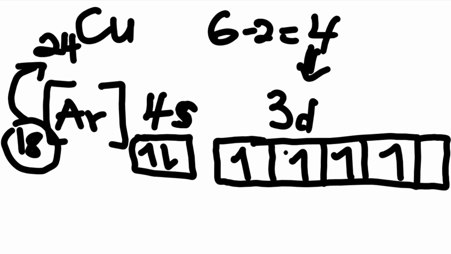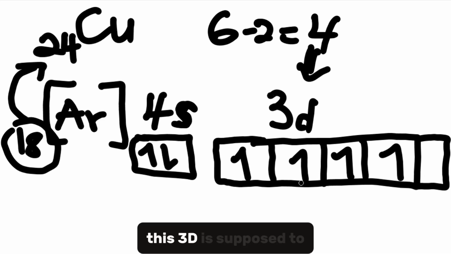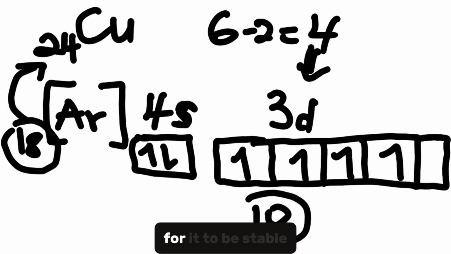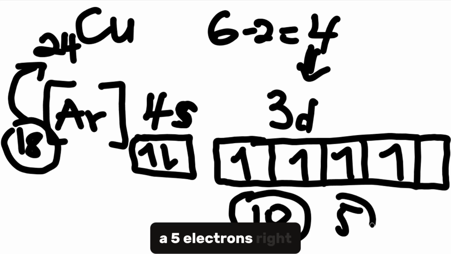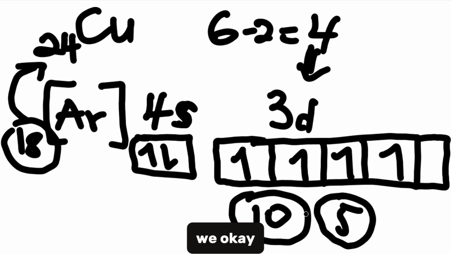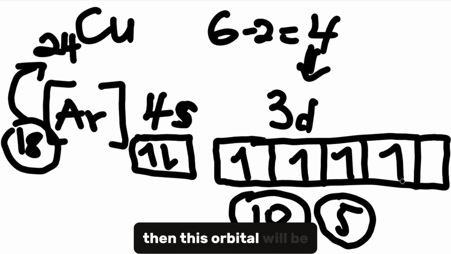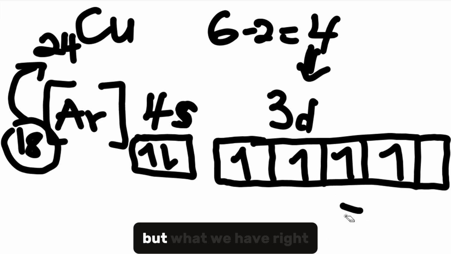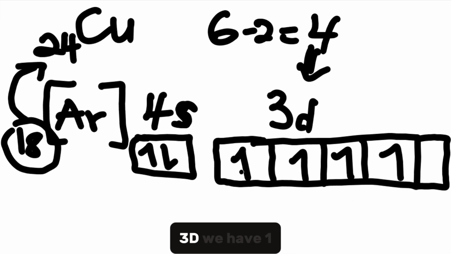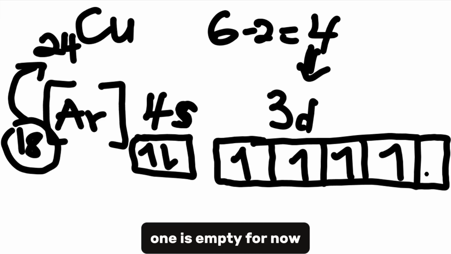So 1, 2, 3, 4, 5, there's one empty one. This 3d is supposed to take a maximum of 10. For it to be stable, it needs to be half filled, meaning that 5 electrons can fill it, right? Are we okay? Now, if 5 filled it, then this orbital will be stable. If 10 filled it, then it will be stable, because the stability rule says half or fully filled orbitals are stable. But what we have right now in the 3d is 1, 2, 3, 4. It's not, and this one is empty for now.